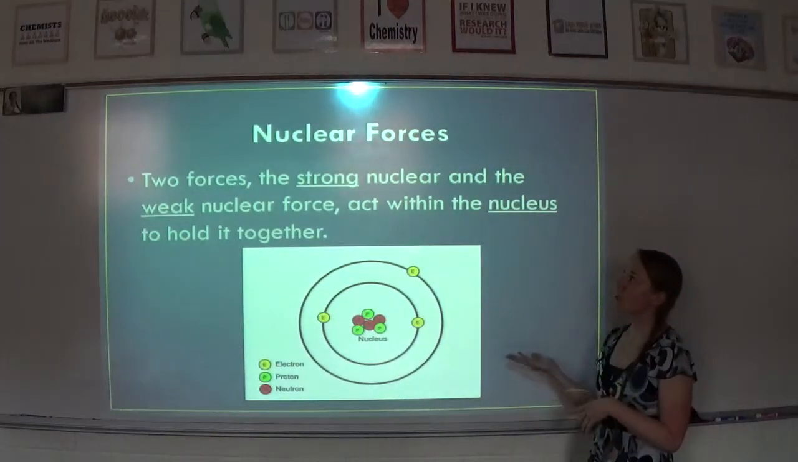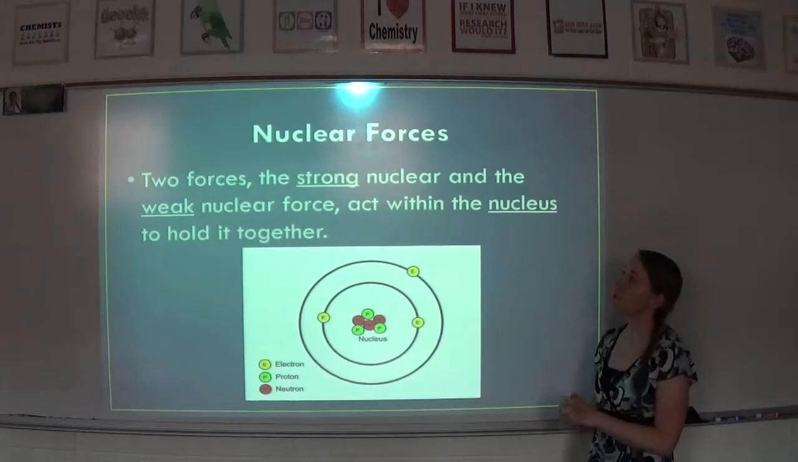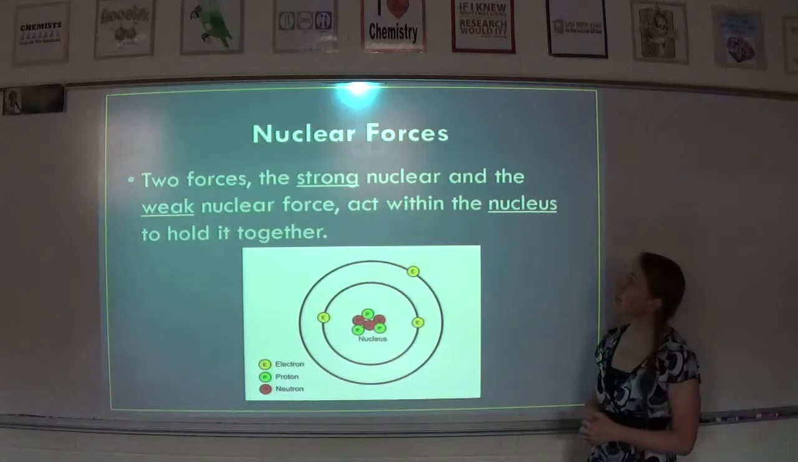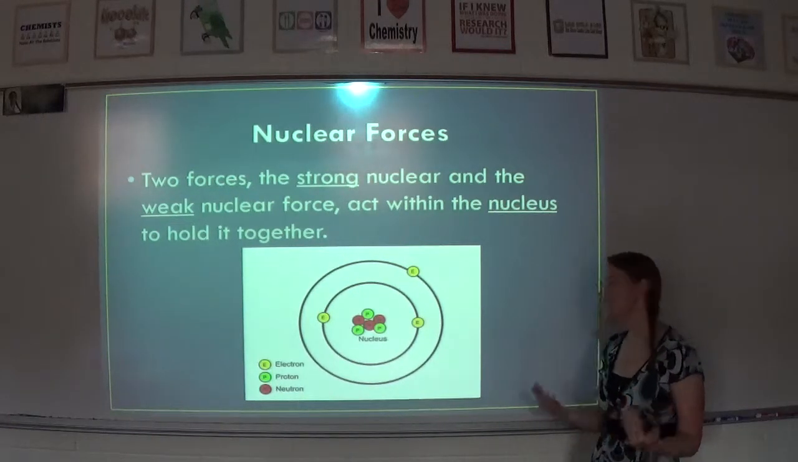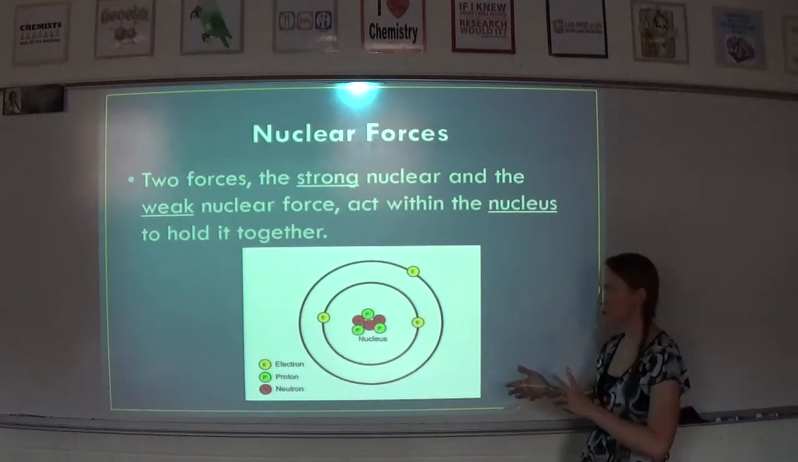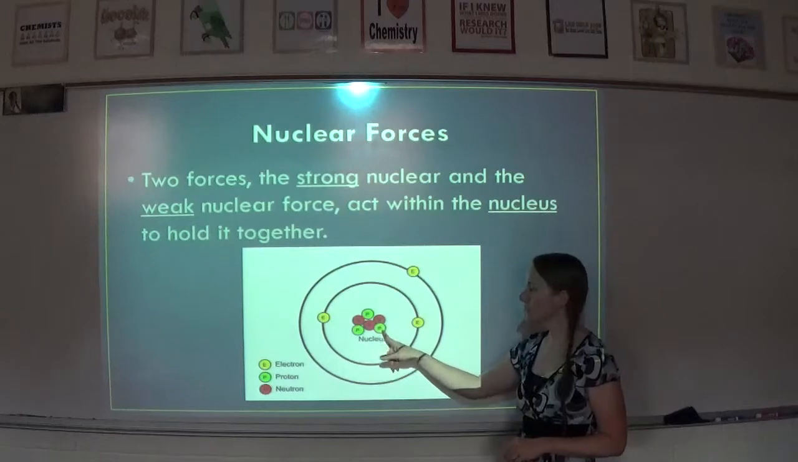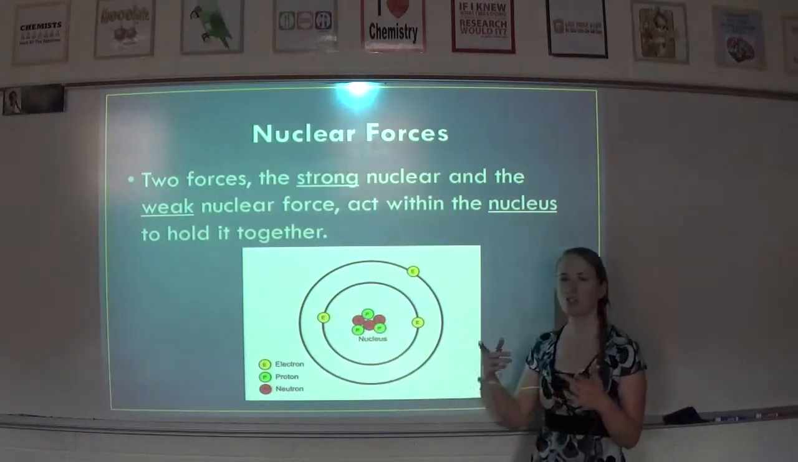So let's move on to nuclear forces. We did electromagnetic, now let's do nuclear. 2 forces, the strong nuclear and the weak nuclear force, act within the nucleus to hold it together. Because the thing is, the nucleus, which we'll talk more about in the chemistry portion of physical science, is composed of protons, which are all positive, and neutrons, which are neutral.